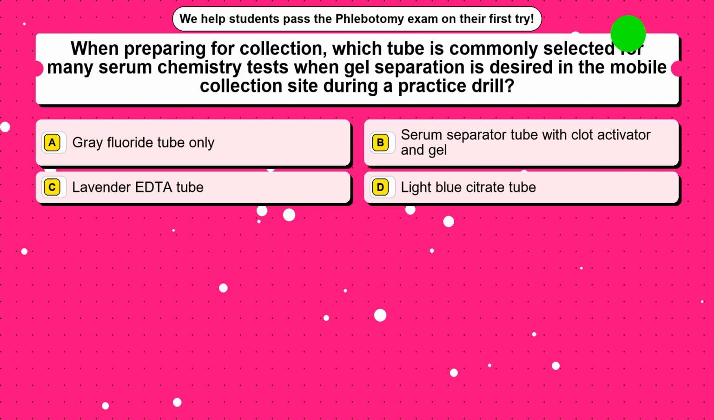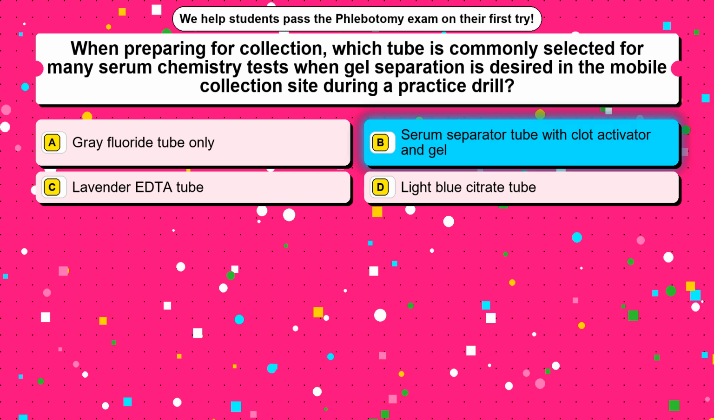Question 3. When preparing for collection, which tube is commonly selected for many serum chemistry tests when gel separation is desired in the mobile collection site during a practice drill? Option A, gray fluoride tube only. Option B, serum separator tube with clot activator and gel. Option C, lavender EDTA tube. Option D, light blue citrate tube.